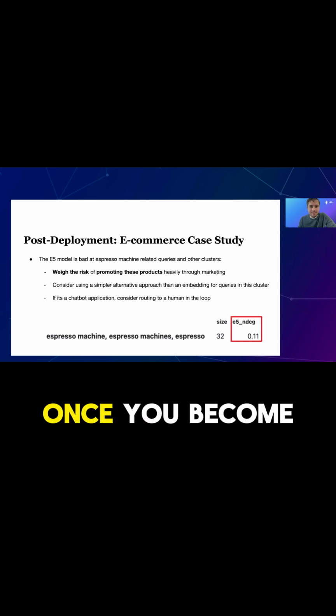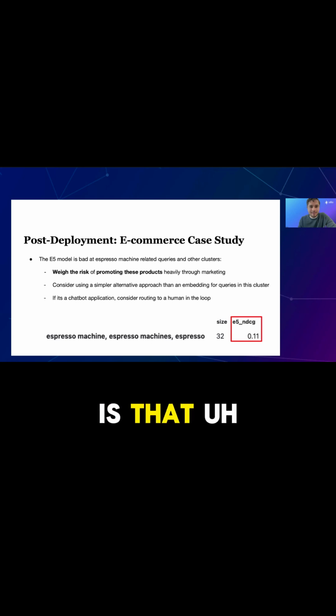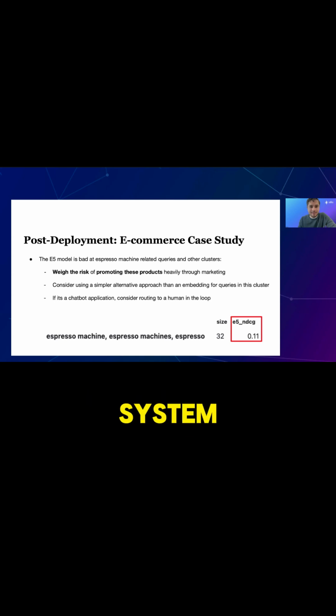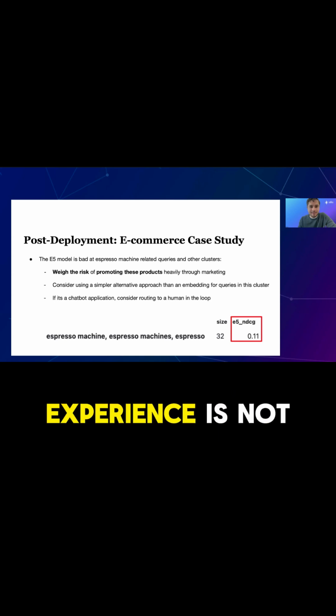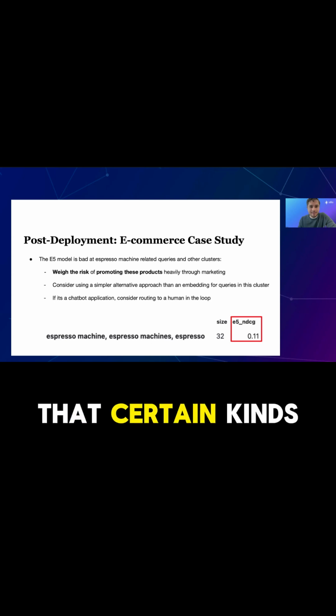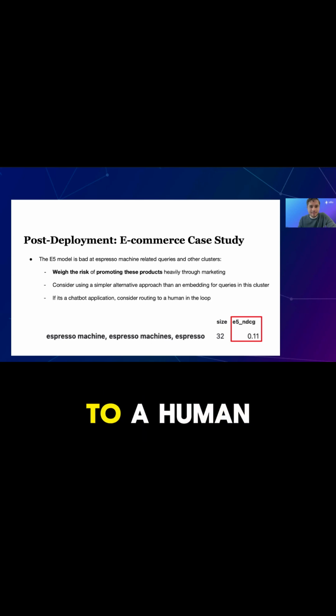Other choices you can make once you become aware of where the performance is and is not is that you can choose to support other systems to complement your embedding model system. So if you know this espresso machine experience is not going to work well in the embedding model right now, there are more manual approaches you could set up to fix the output that you want your users to see. There are also cases where perhaps your vector database is supporting a chatbot. If you know in advance that certain kinds of queries are going to perform poorly because of this kind of evaluation, you could route the espresso queries to a human in the loop in the chatbot.